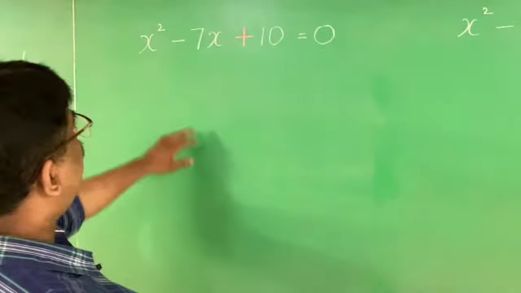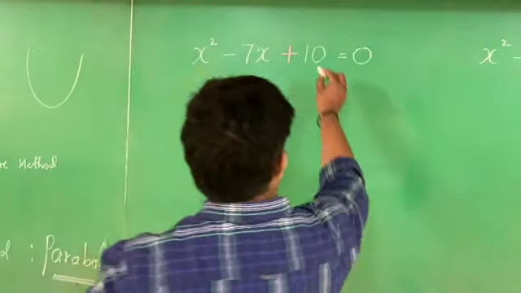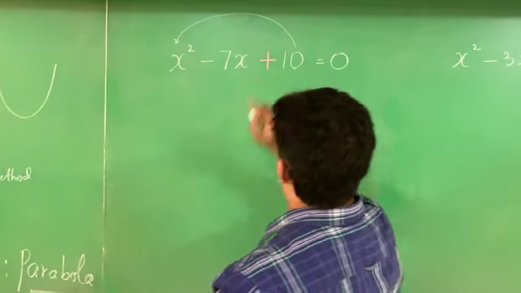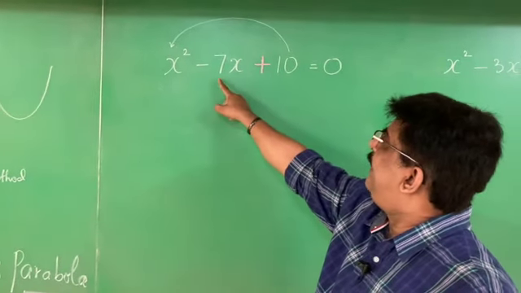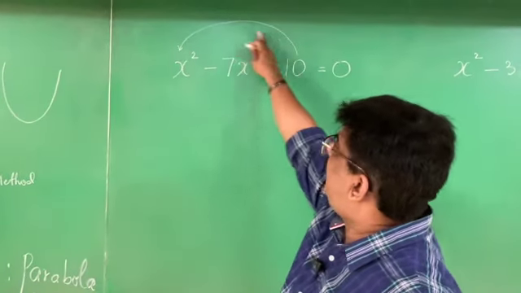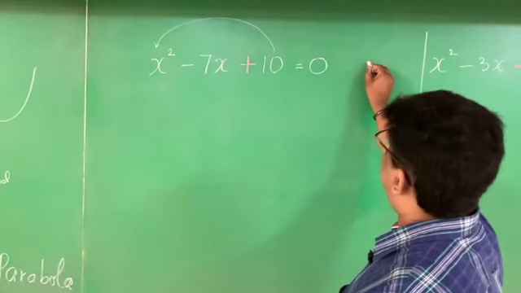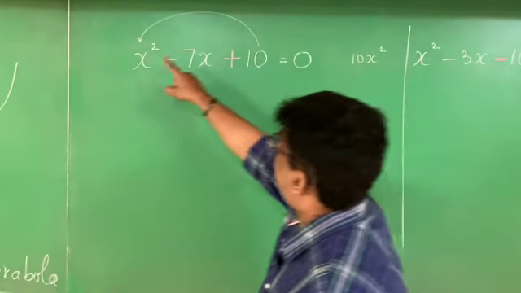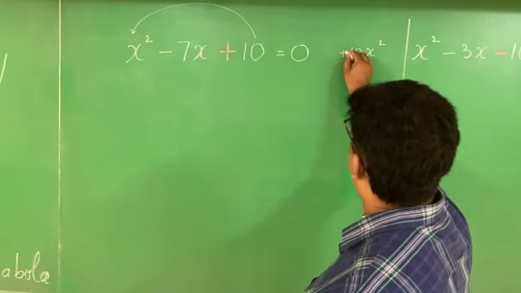See, the first step is the problem should be in the standard form. Then you multiply both the ends. These two numbers you have to multiply, quadratic and the constant, because you are splitting the middle term. Leave the middle term, multiply the extremes. Then it becomes 10x square. 10 into x square, 10x square. What is the sign here? Plus. This sign gives you a lot of information.